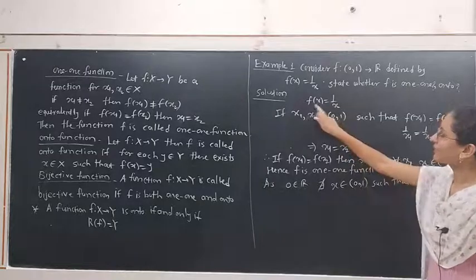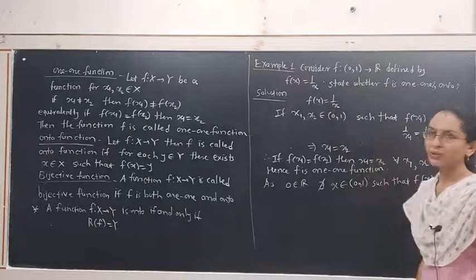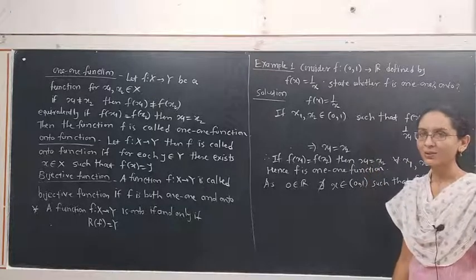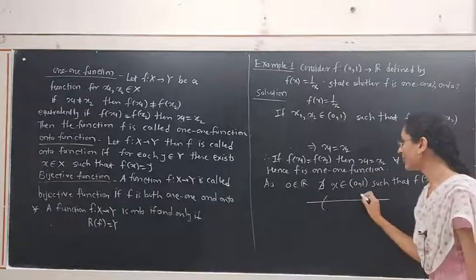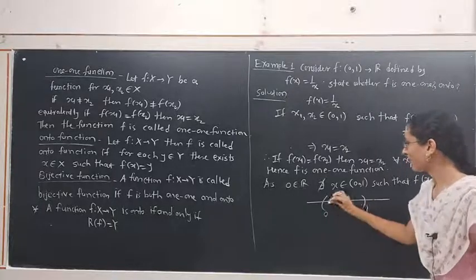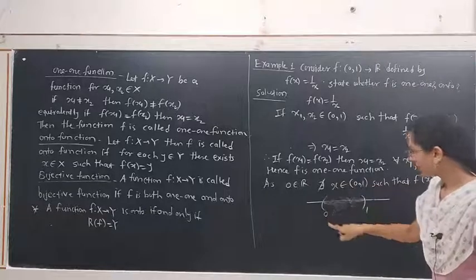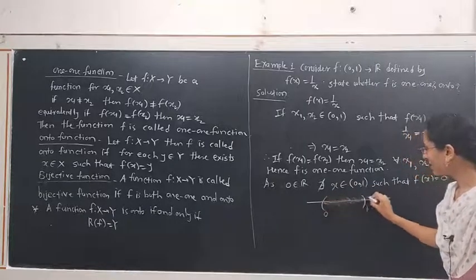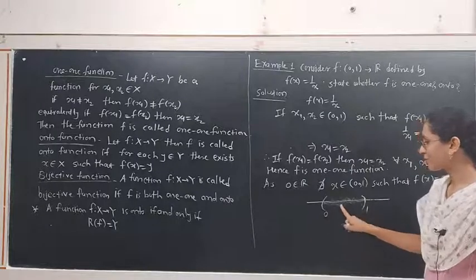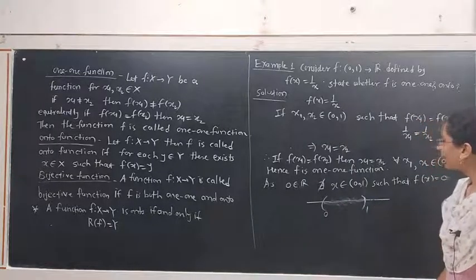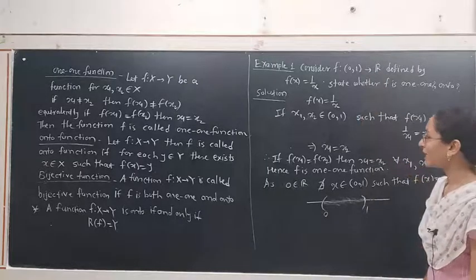Because the function is defined by f of x is equal to 1 upon x, this open interval (0, 1) does not contain 0 and it does not contain 1. See, the open interval (0, 1) contains only the set of real numbers between 0 and 1. 0 and 1 do not belong to the set, but 0 is a real number. In the codomain, 0 belongs to real numbers.